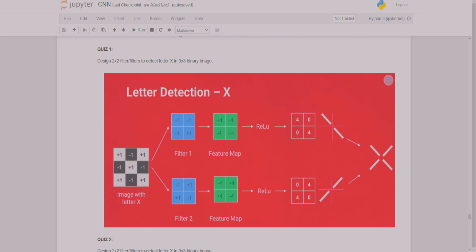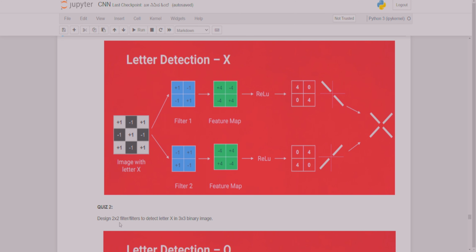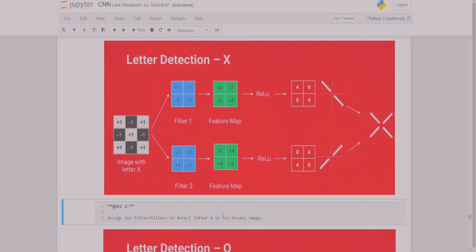So as an exercise, let's go ahead. All right, so I want you to try this part. Design a 2x2 filter or filters to detect the... Okay, sorry, this is not X. My mistake, I'll just correct. It's detect O. So the question is detect O in a 3x3 image.